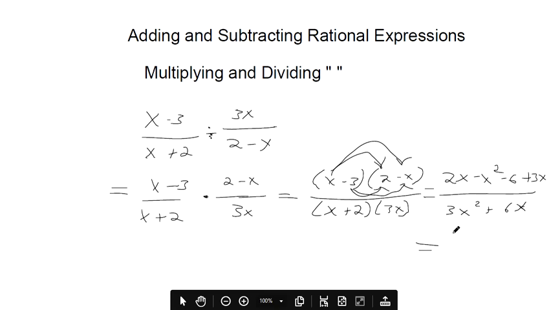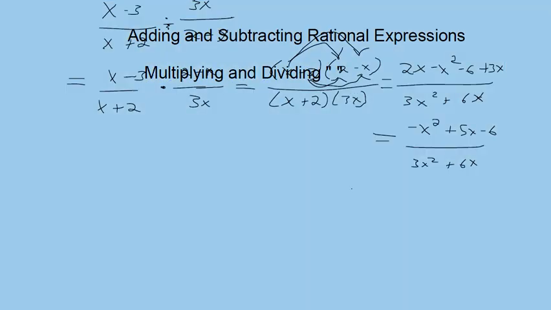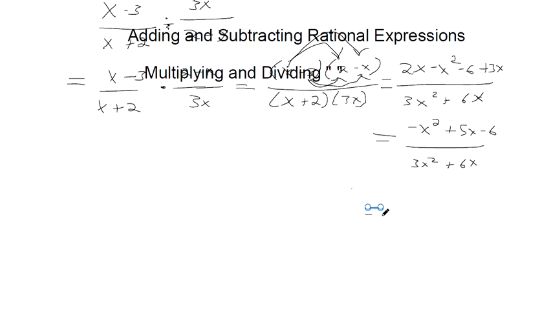Up top here, we're going to put negative x squared out front. And we got 5x and minus 6. And then we had 3x squared plus 6x in the bottom. So that looks to be as simplified as we can go unless you try to factor. And this one actually you can factor, the one I just made up here. I don't know if they'll be this tricky on your homework, but let me do that just to be complete here. Look at the top. If I factor out a negative 1, that'll make it easier on the eyes.